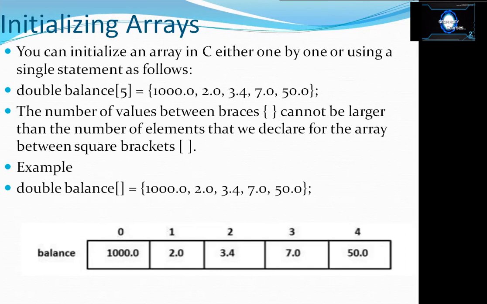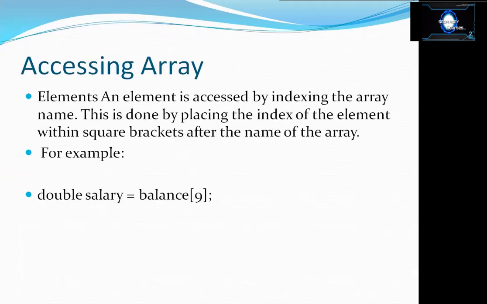Initializing arrays. You can initialize an array in C either one by one or using a single statement as follows: double balance[5] equals, in braces, five different values. The number of values between braces cannot be larger than the number of elements that we declare for the array between square brackets. Example: double balance[] equals this. Here it defines balance with 1000.0 at index 0, 2.0 at index 1, 3.4 at index 2, 7.0 at index 3 and 50.0 at index 4.